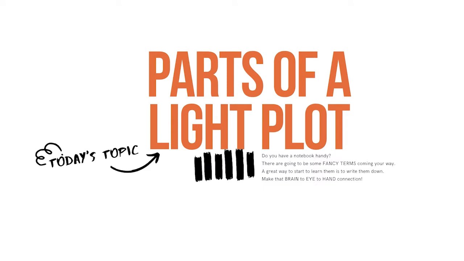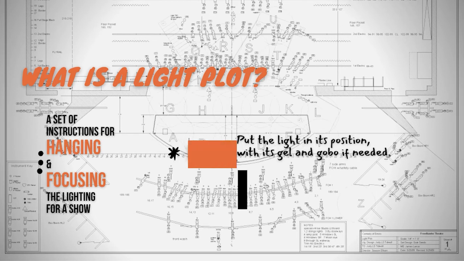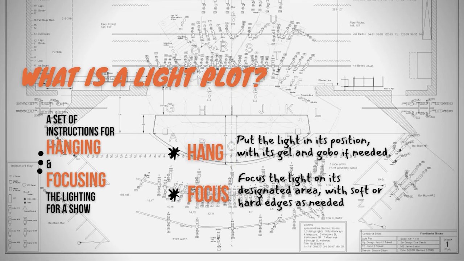So I recommend you get out a pen and paper. If you start making that connection between your brain, your eye, and your hand, you're more likely to learn. If you have ever seen a blueprint for a building, then you already know what a light plot looks like. Basically, a light plot is a set of instructions for hanging and focusing the lighting for a show.